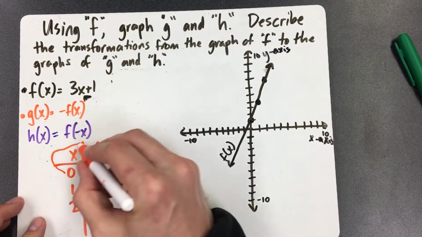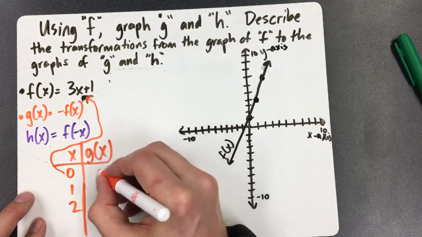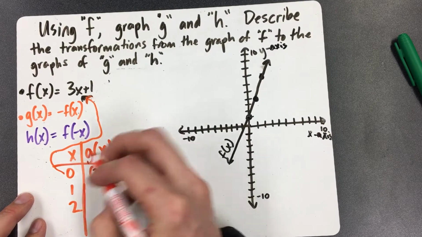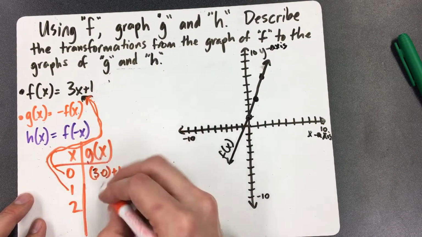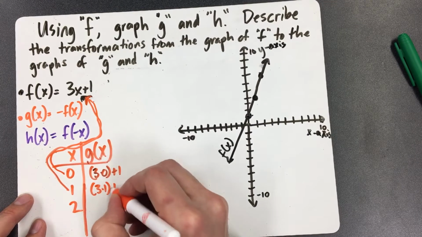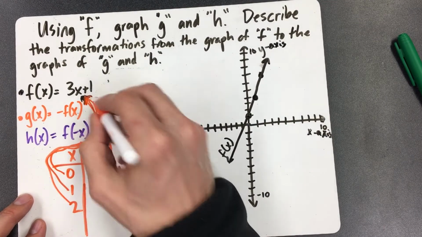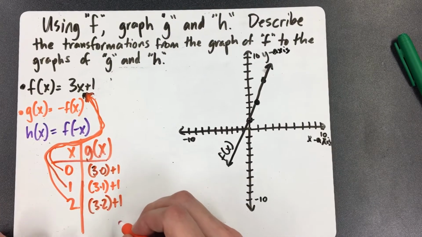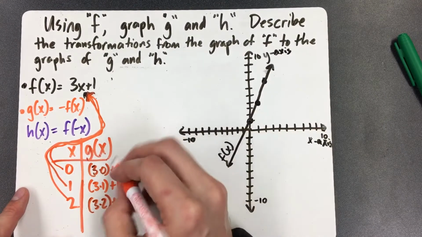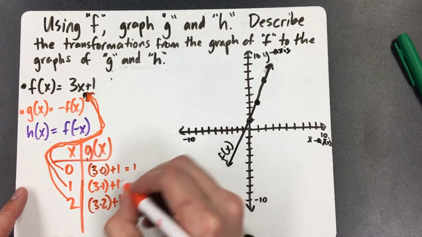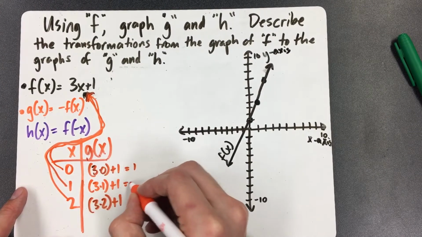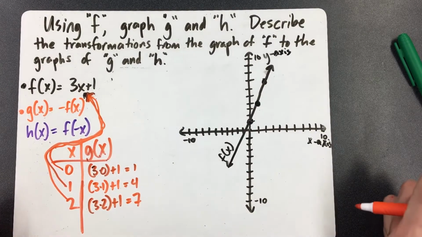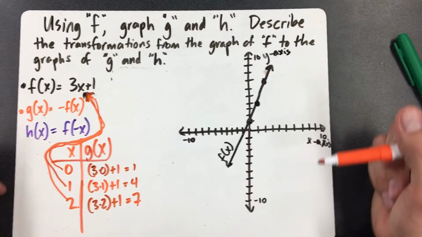So when I put 0 in here, just like I did on the last one, 3 times 0 plus 1. On the second one, I'll put 1 in here. 3 times 1 plus 1. If I put 2 in for the x, 3 times 2 plus 1, right? If I work these out, I'm going to get the same exact line that I did a second ago, right? 0 plus 1 is 1. 3 plus 1 is 4. 6 plus 1 is 7. That would be the normal answer. That would be what we did on the black line.